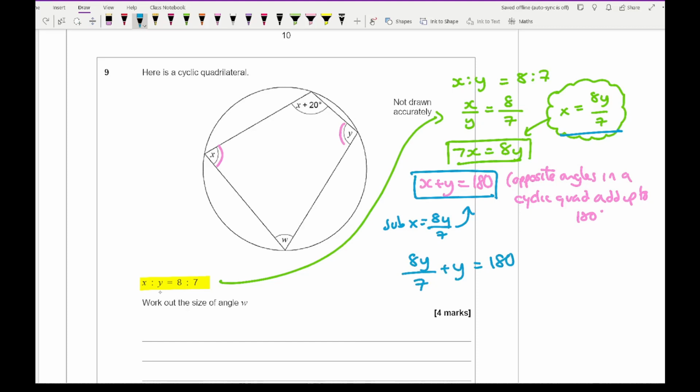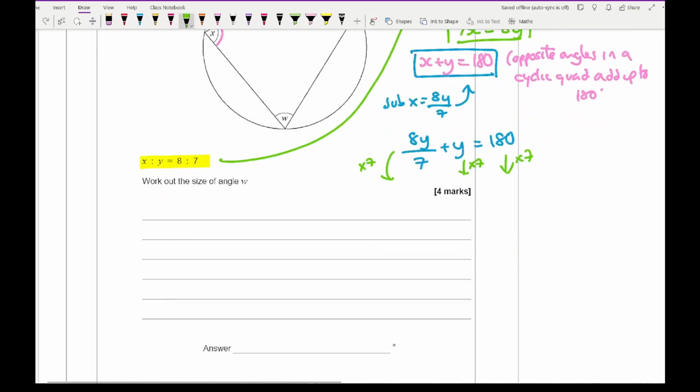Now what I want to do is get rid of this 7, so I can do that by multiplying everything by 7. So if I multiply this by 7, this by 7 and this by 7, then what I'm going to end up with is 8y, because the 7 and the 7 cancel out, plus 7y equals 180 times 7, which is 1260. Then combining these two things, I get 15y equals 1260. So y equals 1260 divided by 15, which equals 84 degrees.